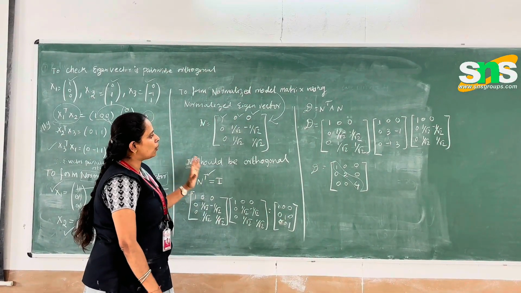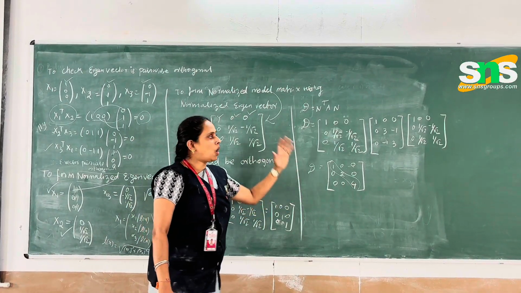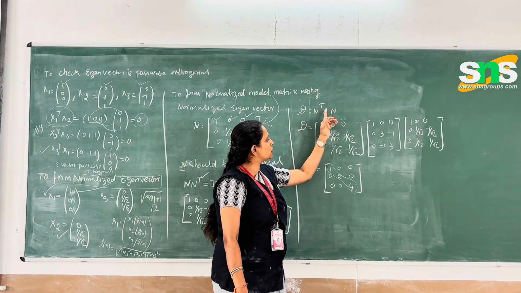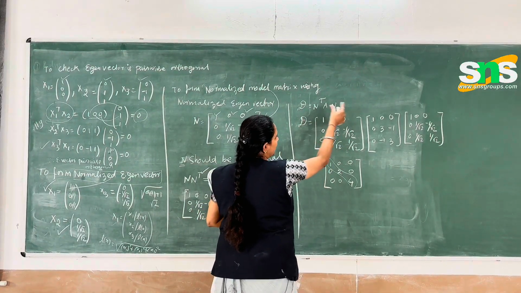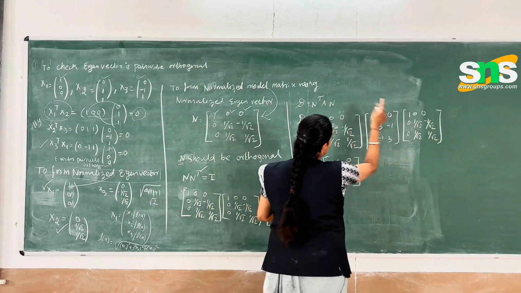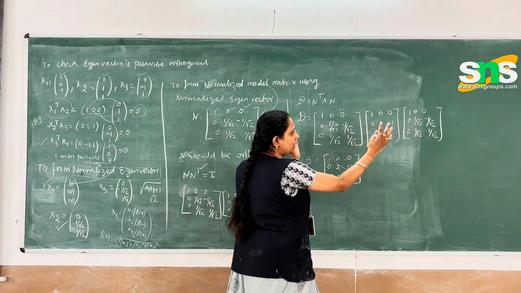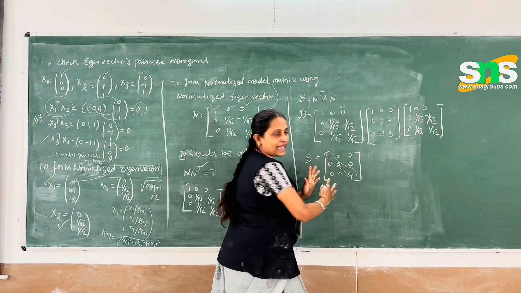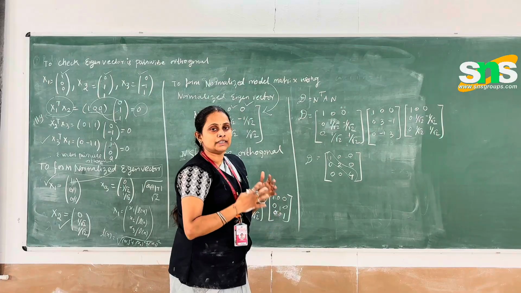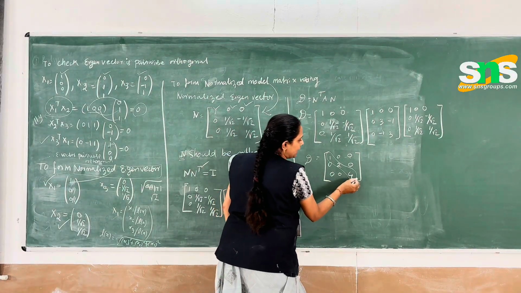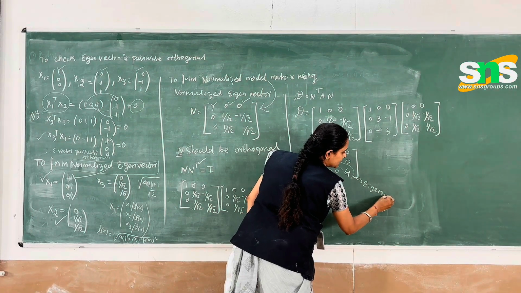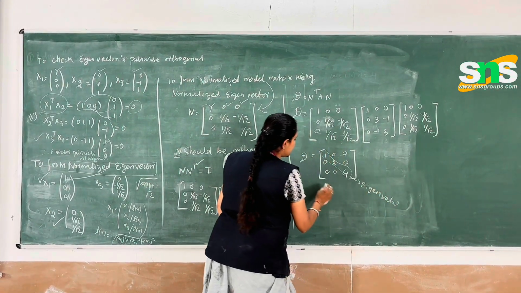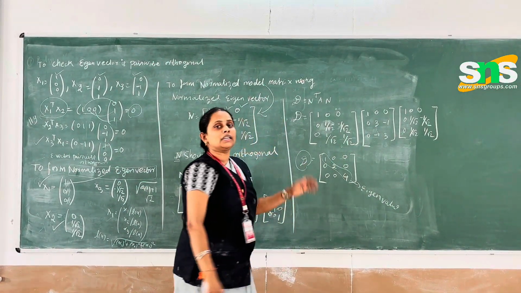Then we move on to the final step, where we know all the entries: N transpose A N. Here this is the N matrix, A is the given matrix, and N we also know. Combining all three matrices, we get the diagonal form. In this diagonal form, the diagonal elements are the eigenvalues. So this is the diagonal form of the given matrix.